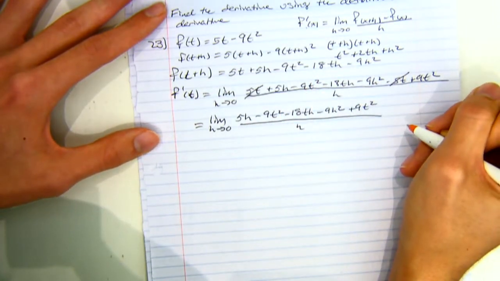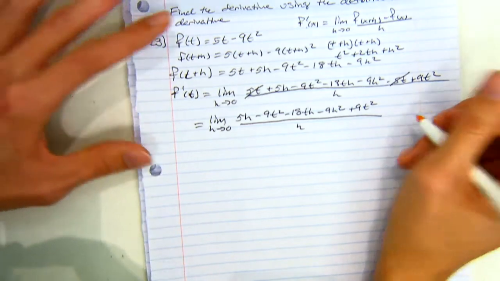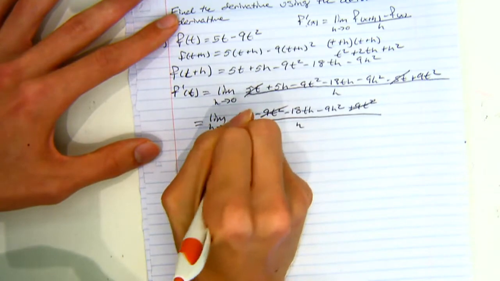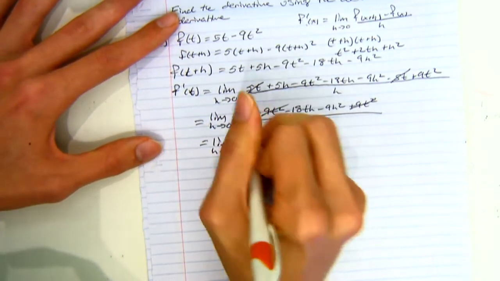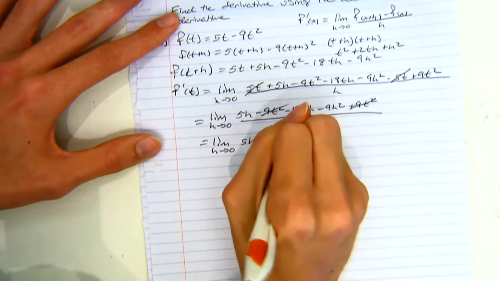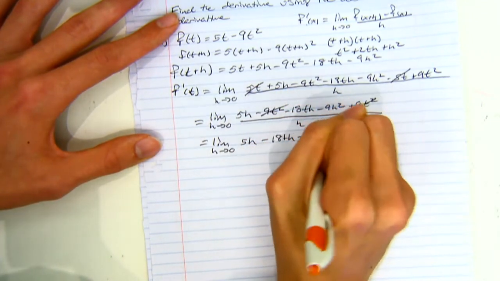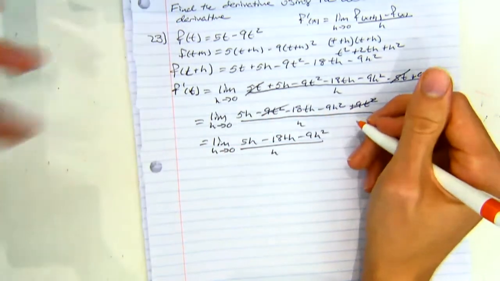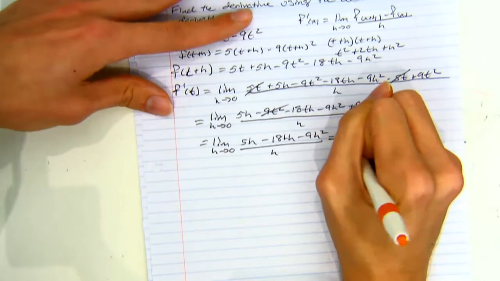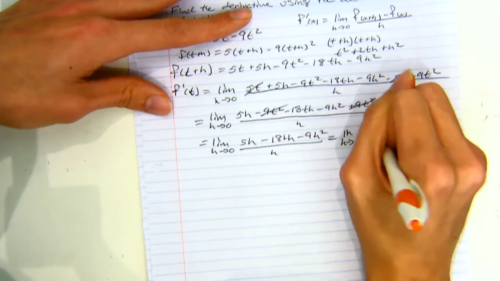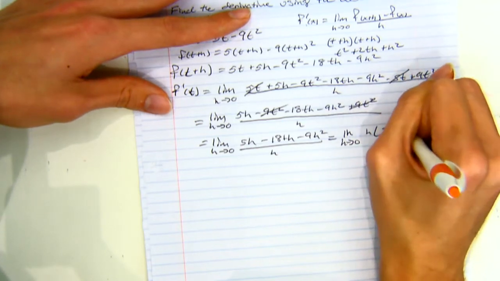All right. I feel like I'm missing something. Ah, these cancel. I didn't notice that. So then, now all of our terms on the top have h, which is our goal because we want to be able to factor it out, because we have that limit as h approaches 0 on the bottom. So pull h out from the top.